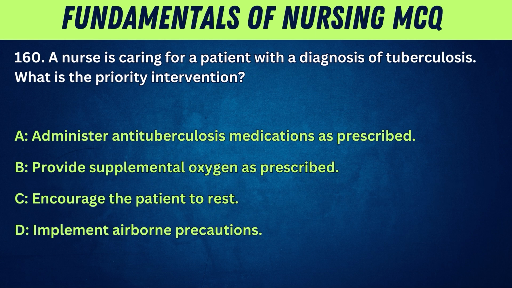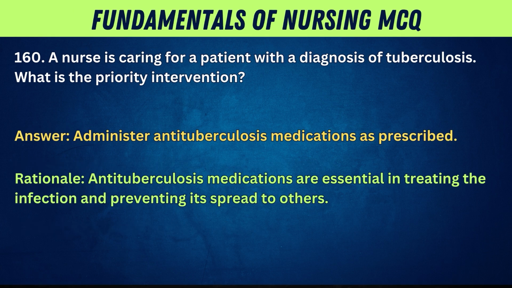160. A nurse is caring for a patient with a diagnosis of tuberculosis. What is the priority intervention? A. Administer antituberculosis medications as prescribed. B. Provide supplemental oxygen as prescribed. C. Encourage the patient to rest. D. Implement airborne precautions. Answer: Administer antituberculosis medications as prescribed. Rationale: Antituberculosis medications are essential in treating the infection and preventing its spread to others.